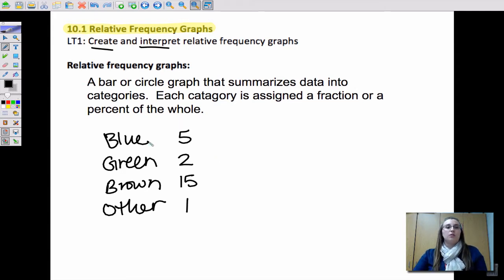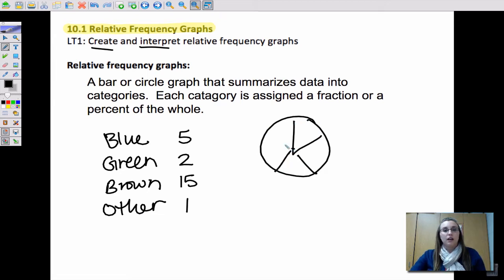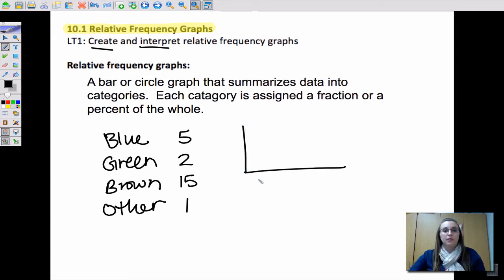Basically these are my different categories, and I can either take a circle graph and figure out how much is in each category, or I can make a bar graph as well where I've got the different categories: blue, green, brown, or other. And the only thing that makes it a relative frequency graph instead of a regular bar graph or circle graph is that each category is assigned a fraction or a percent of the whole.